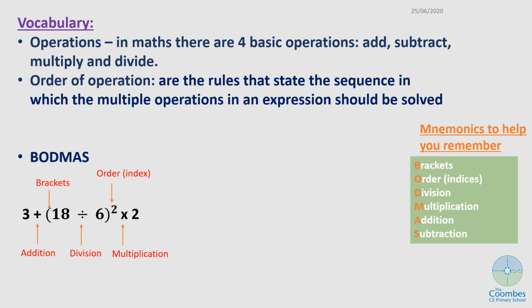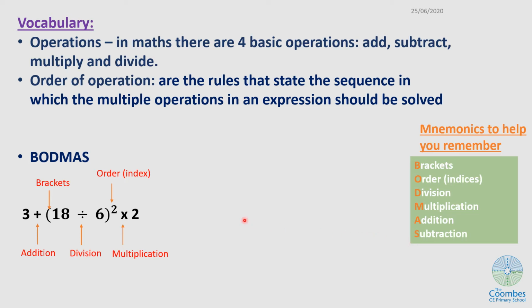And to do that, we mostly use what is called BODMAS. Now, BODMAS is an acronym. If you come to the right hand side here, it has a meaning. Now, the B is for brackets, then order in other instances is called indices. Then we have division, multiplication, addition, and subtraction.